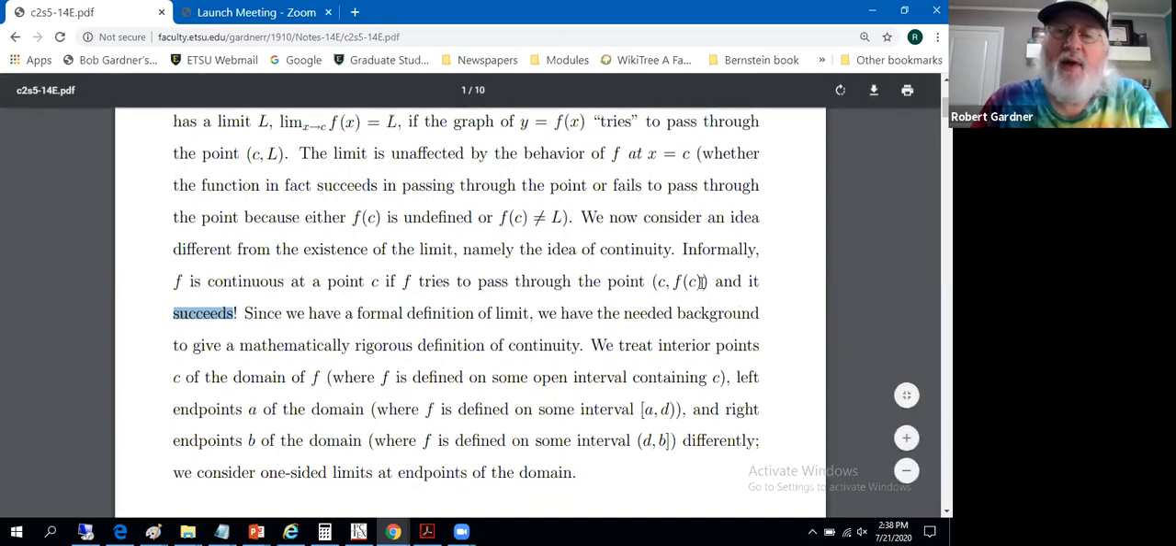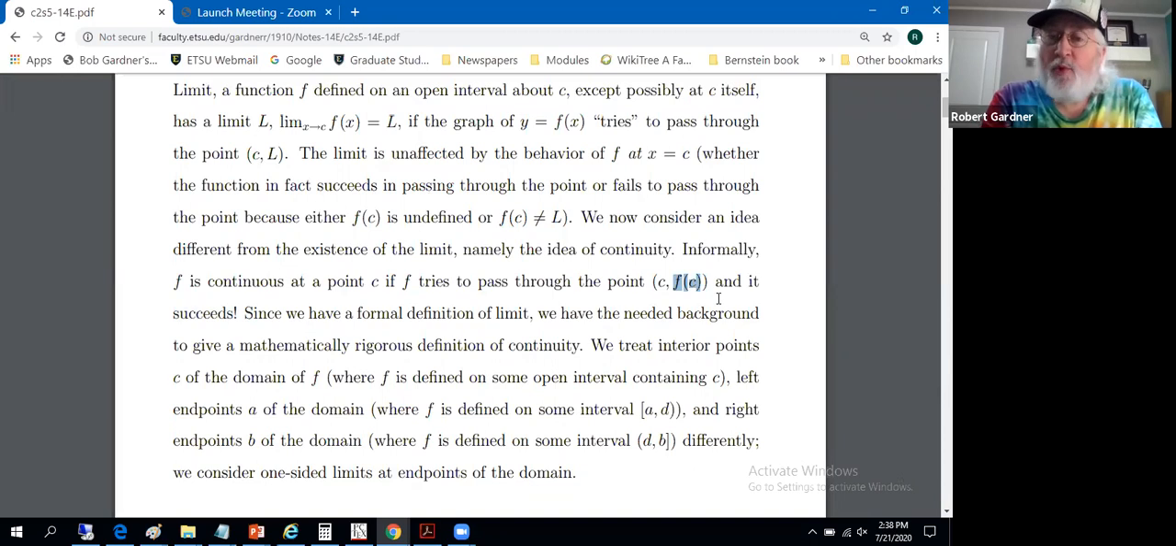And notice the L value has been replaced with a function value from what we had up here. c comma L has become c comma f of c. So in saying that, we're saying the function's defined at c, and the value of the function equals a limit. In other words, anthropomorphically, the function tries to pass through some point, and it succeeds in doing so. It matters what happens at x equals c now, because now we're talking about continuity. Limits are part of the story, but they're not all of the story.